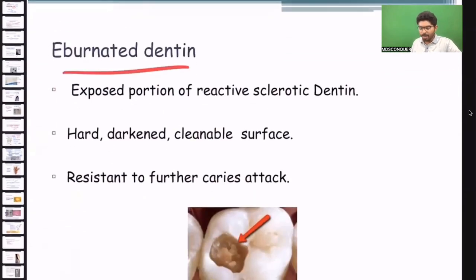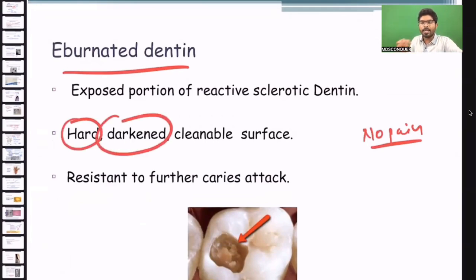Unburst dentin. Will unburst dentin cause pain or not? Yes, no pain. Normal dentin can cause pain, but unburst dentin cannot cause pain. It is regularly hard, dark in color, looks like caries, but it is seen in which type of caries? Yes, very good. Arrested caries.